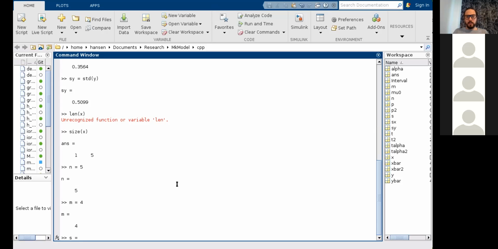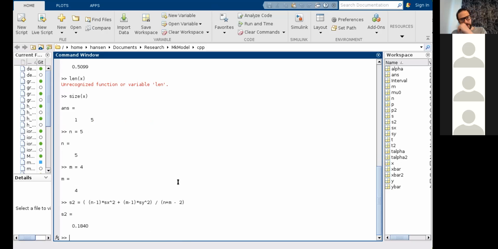So I'll put this upper part, the numerator, in parentheses. So I have n minus 1 times s of x squared plus m minus 1 times s of y squared, and then I divide this by n plus m minus 2. So my sample variance is now 0.184.